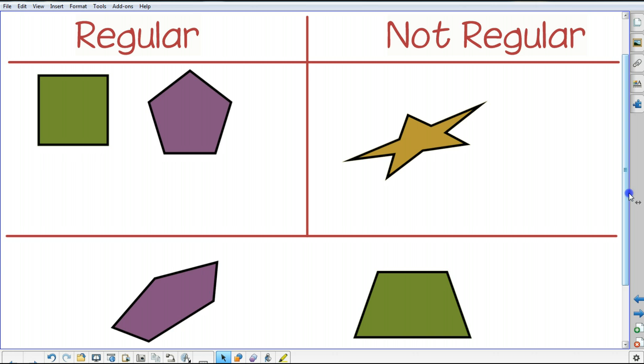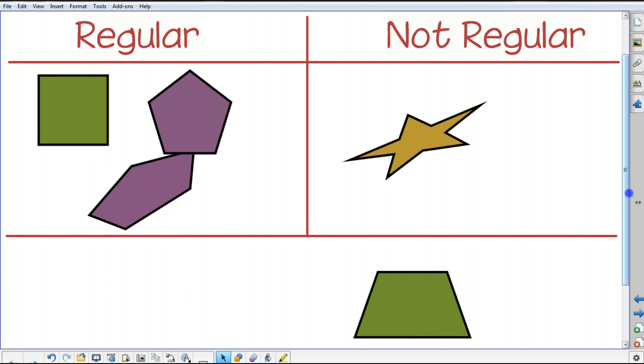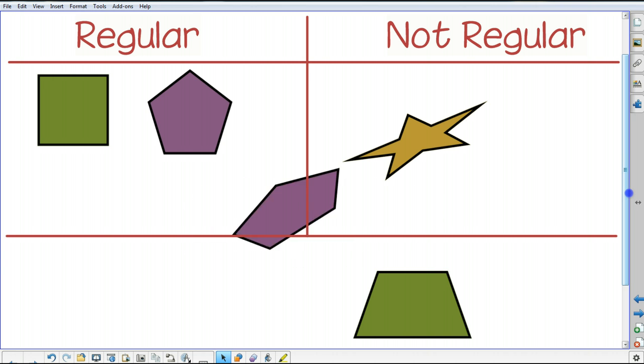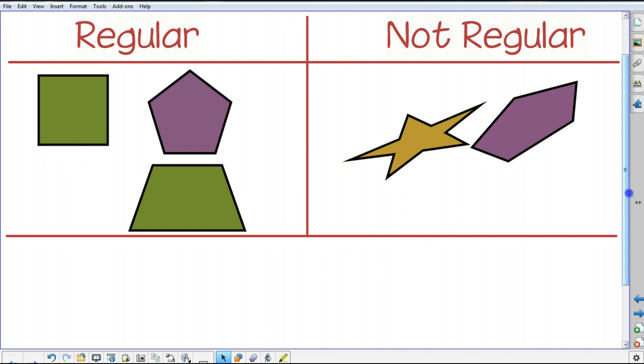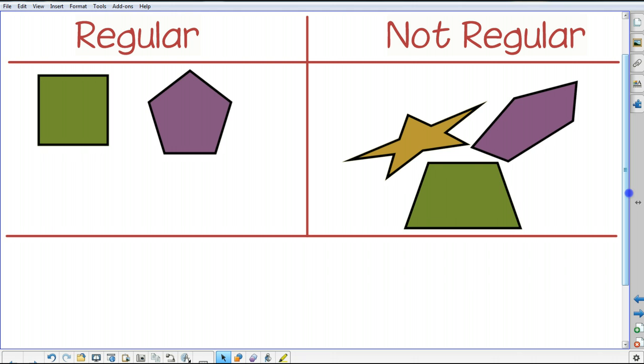Okay. Very good. Where does this one go? Regular or not regular? There. Not regular. Where does this one go? There. Regular. All sides are congruent. You're telling me the top of that is congruent to the bottom of that? It's symmetrical, but it's not regular. Regular means all four sides have to be the same length. When I say congruent, I mean the same length. This is not the same length as this. I could not put tick marks on those, right?